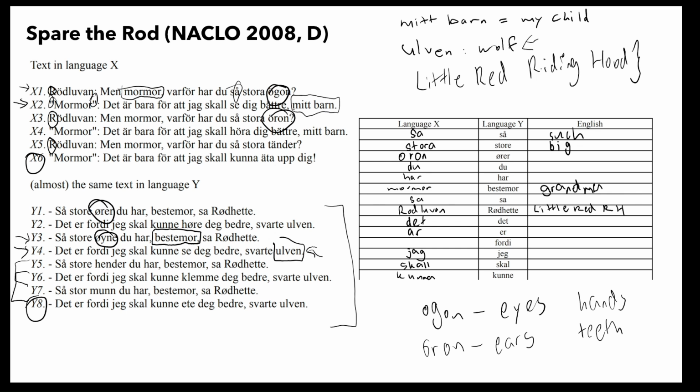So I'm pretty sure ata opp deg and etter deg, ata and etter, probably mean eat. And that's on the next slide. So, what's another thing we can pick from this slide? Oh, det. Here.